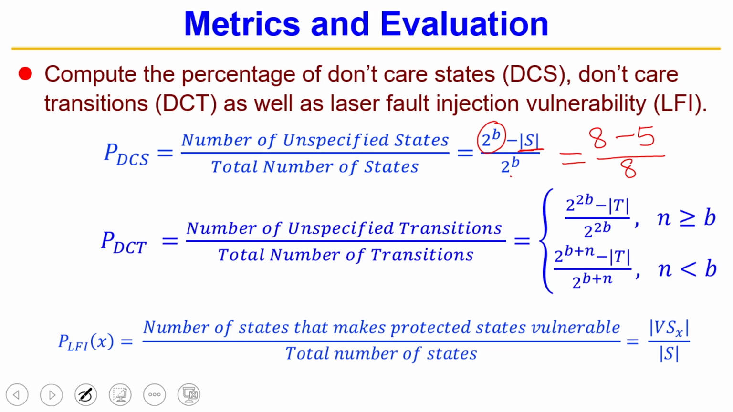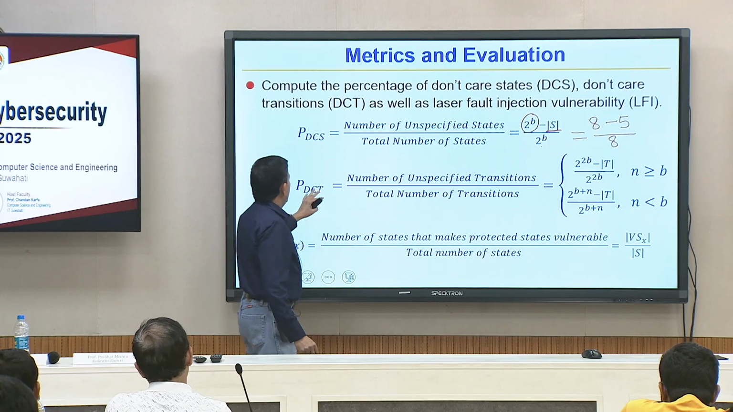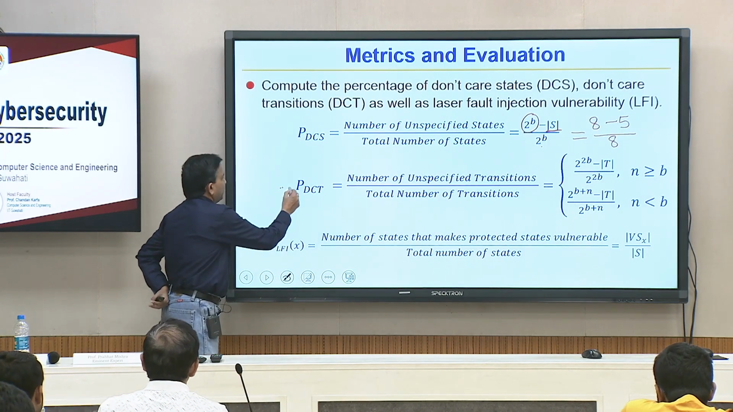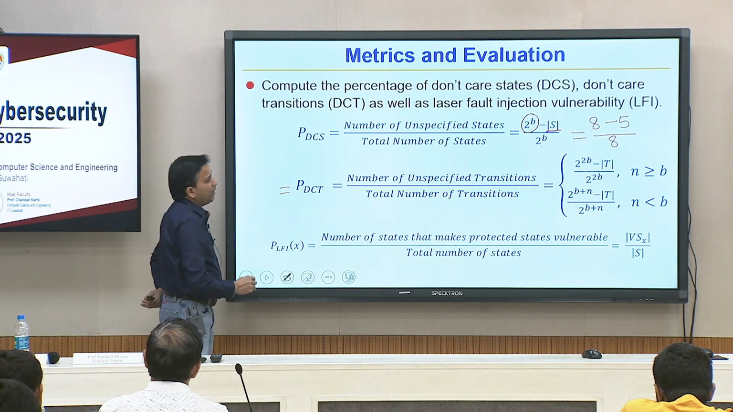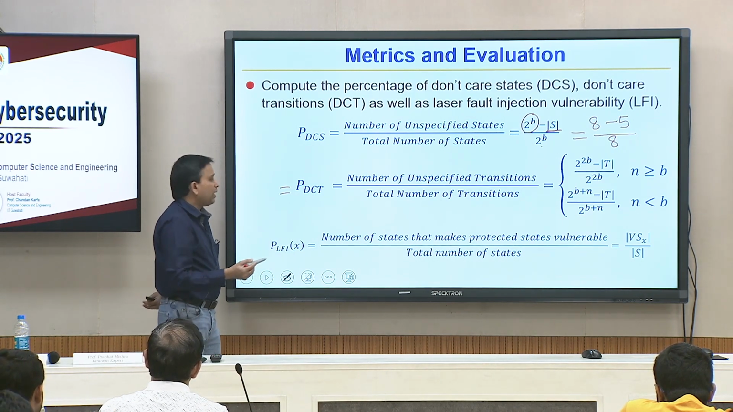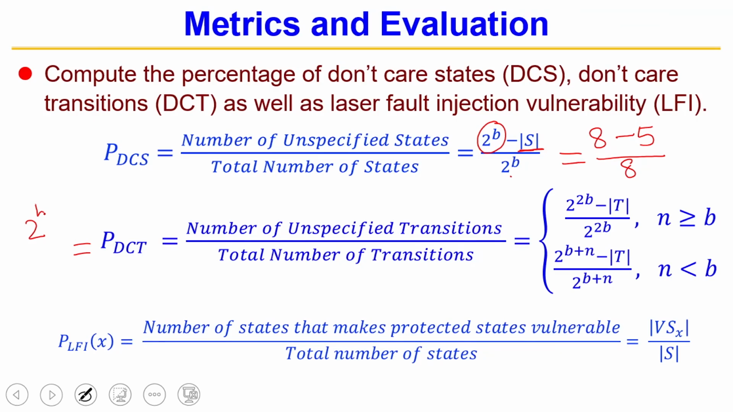For do not care transitions, this is a little complicated for a reason, it is not important, but what is important is this do not care state. In layman's terms, if you have b bits, the total number of states is 2 to the power b, and the total number of transitions is n square. So, that minus how many transitions you already have, divided by 2 to the power b square.